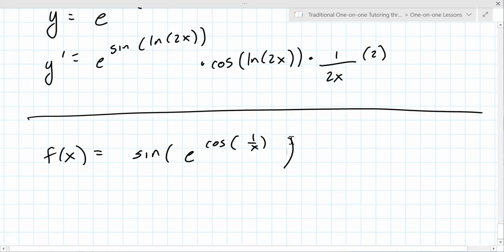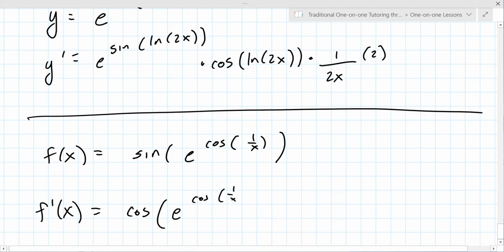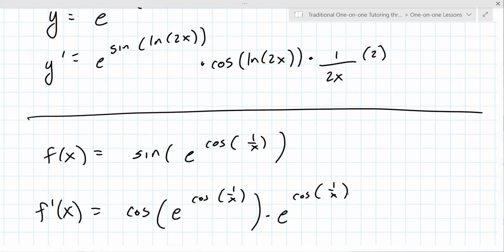Okay, so f prime of x equals the derivative of sine, which is cosine. So put cos, then open the parentheses, then write the same thing again, times the same thing again. Then, anything else? The derivative of cos is negative sine.